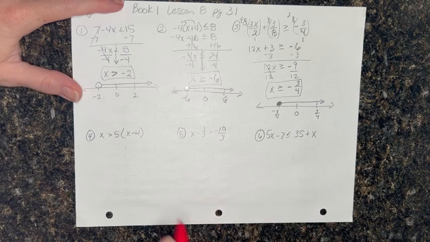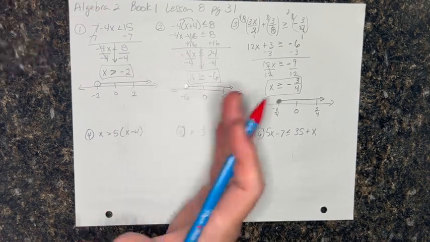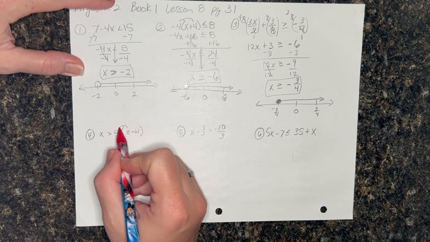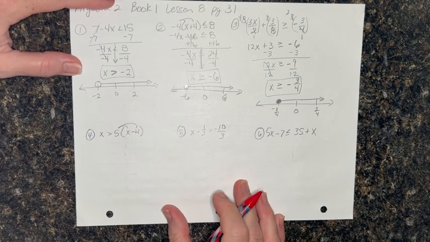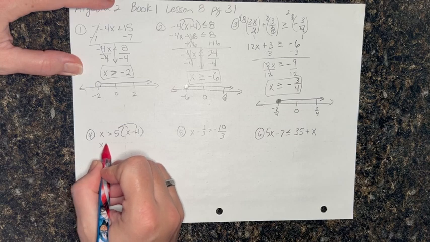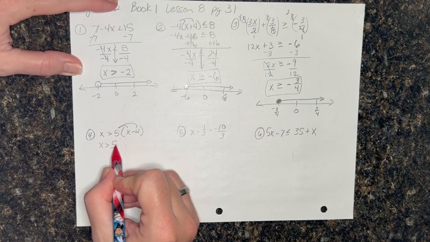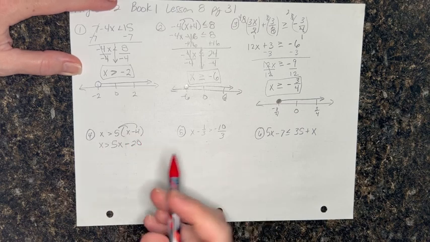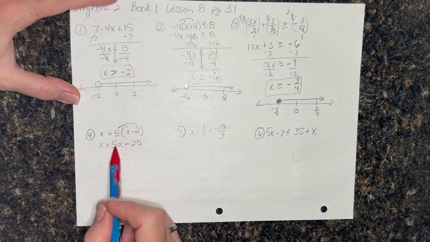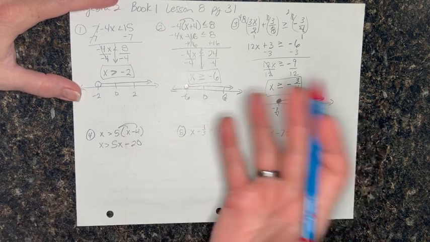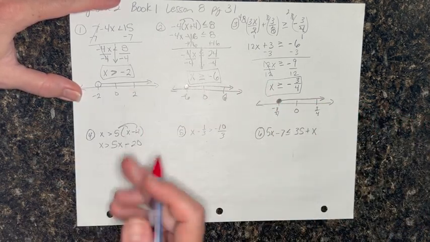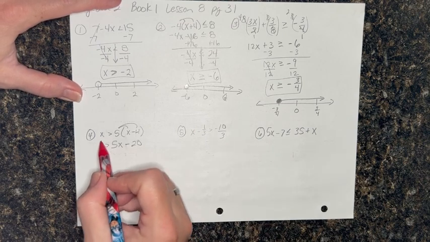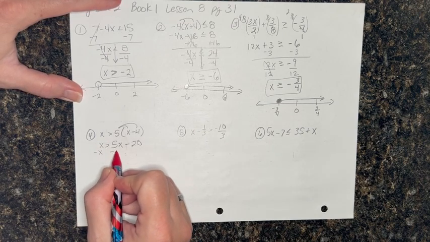Taking a look at number 4, we have x is greater than 5 times the quantity x minus 4. We need to distribute our 5. So x is greater than 5 times x, or 5x. 5 times a negative 4 is a negative 20. Now, remember, we have a variable on both sides of the inequality sign, but we want to move the smallest one. 5x is larger than x, and so we're going to move the x. Here, x is positive, so we have to do the opposite and subtract.